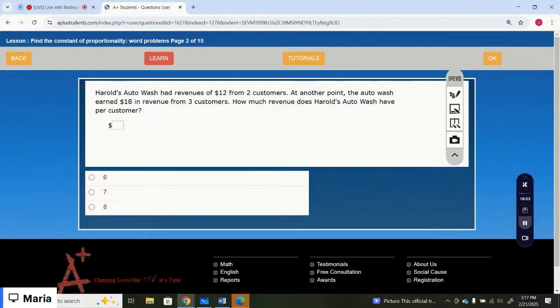Harold's Auto Wash had revenues of $12 from 2 customers. At another point, the auto wash earned $18 in revenue from 3 customers. How much revenue does Harold's Auto Wash have per customer?